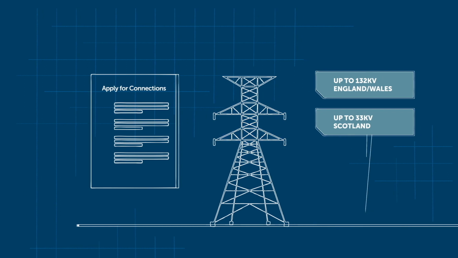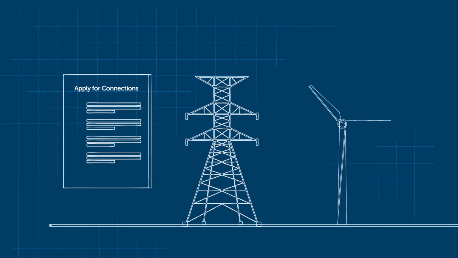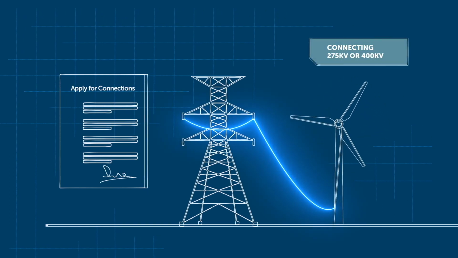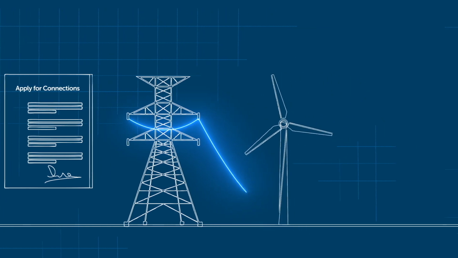Customers who are seeking to connect generation projects at a higher voltage, connecting at 275 kV or 400 kV, can apply to NGESO or NGET for a connection to the transmission network in England and Wales. In Scotland, generators seeking connections at 132 kV or above can apply to SSEN Transmission or SP Energy Networks.